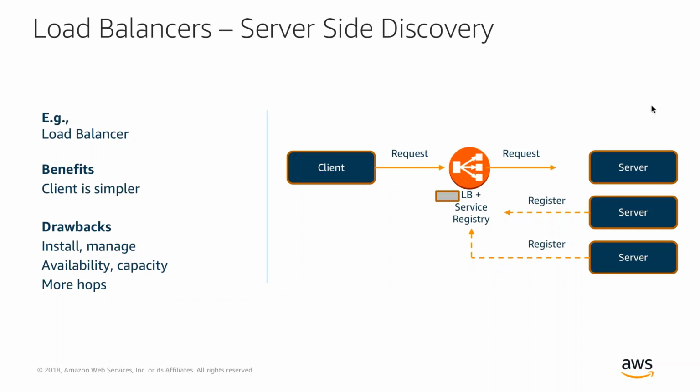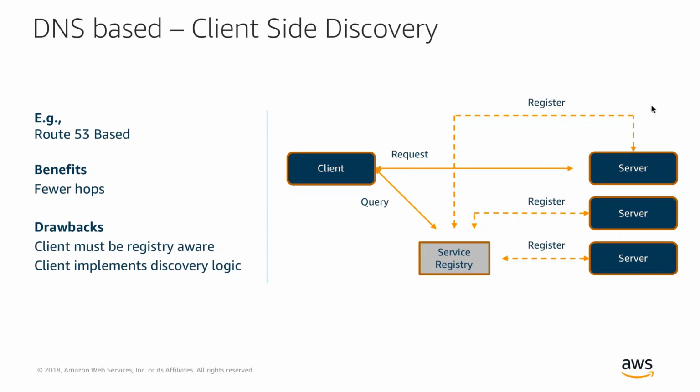So another approach is the DNS-based client-side discovery approach. So in this system, once again, we have a client and we have multiple different instances of a server that the client wants to talk to. In order for that communication to happen, though, the addresses of these servers need to be registered into a service registry, and then the client can actually fetch information about this list of application instances from the service registry, and then the client itself actually chooses which one to communicate to directly.